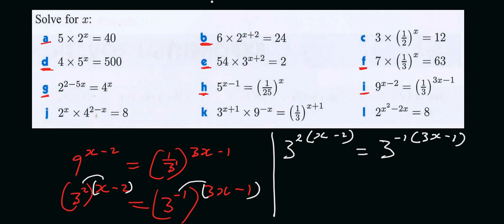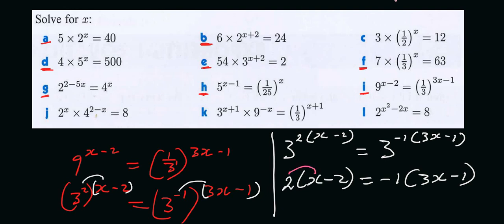So now you can see that we have the same base on both sides, so we can now equate the exponents, giving us 2 parentheses x minus 2 equal negative 1 parentheses 3x minus 1. So at this point we can distribute 2 into the content of the parentheses, and also negative 1 into 3x and negative 1. So 2 times x is going to give us 2x, and 2 times negative 2 is going to give us negative 4. So this is equal negative 1 times 3x is going to give us negative 3x, and negative 1 times negative 1 is going to give us positive 1.